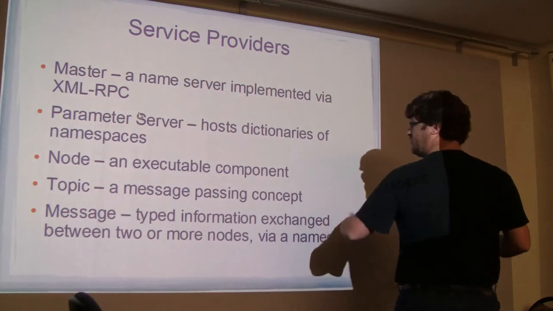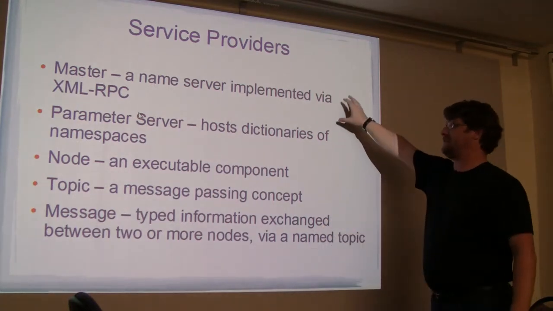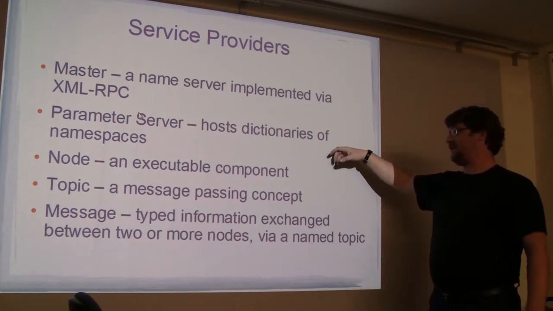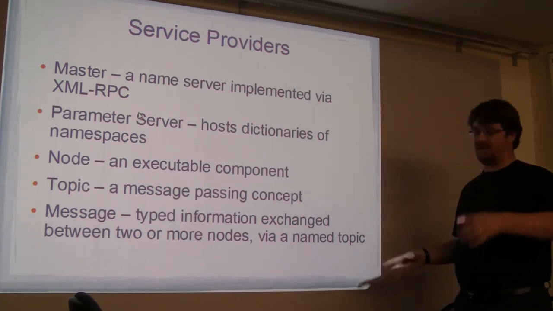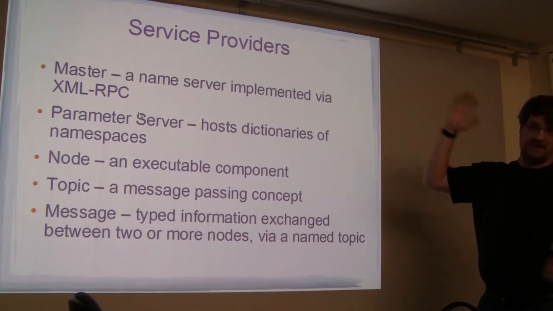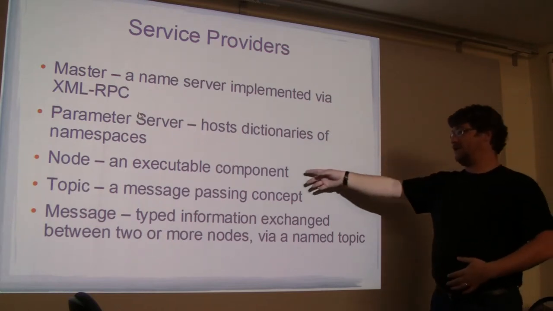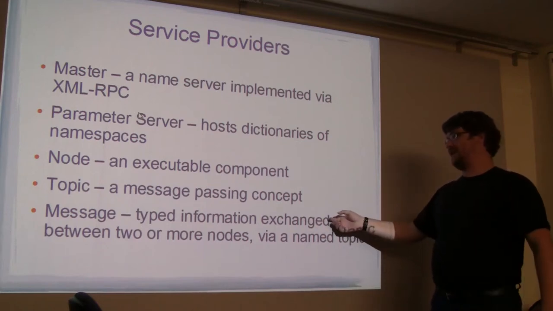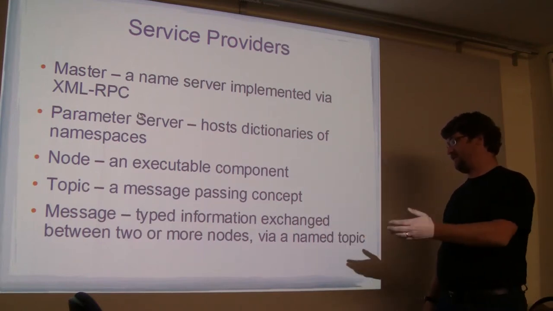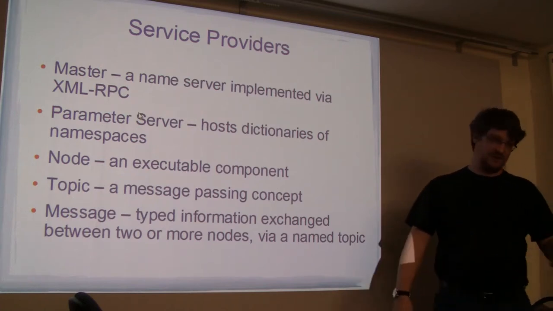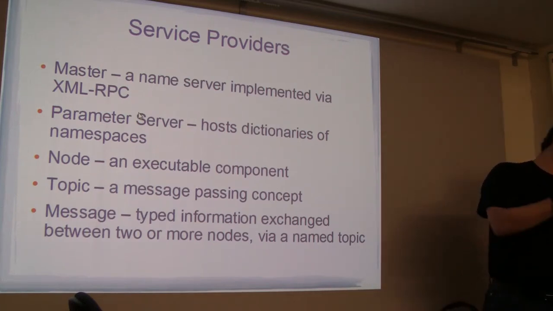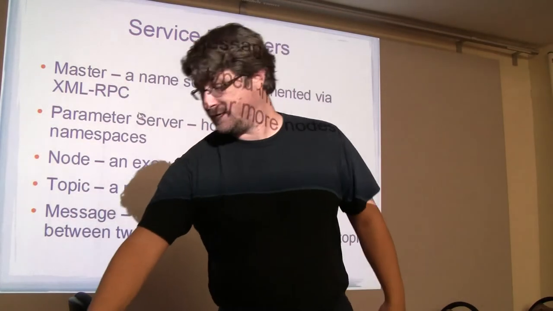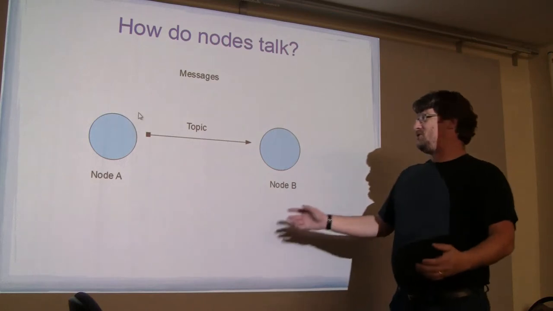And so there are these service providers. Some of them I already talked about. The master is the name server, which is implemented with XML, the parameter service, which has all the dictionaries of all the stuff that it has cataloged. A node is an executable component. A topic is a message passing concept, and a message is information that you're exchanging between the nodes. Again, my ping sensor went off at something 6 feet away. See, quick talk, right?